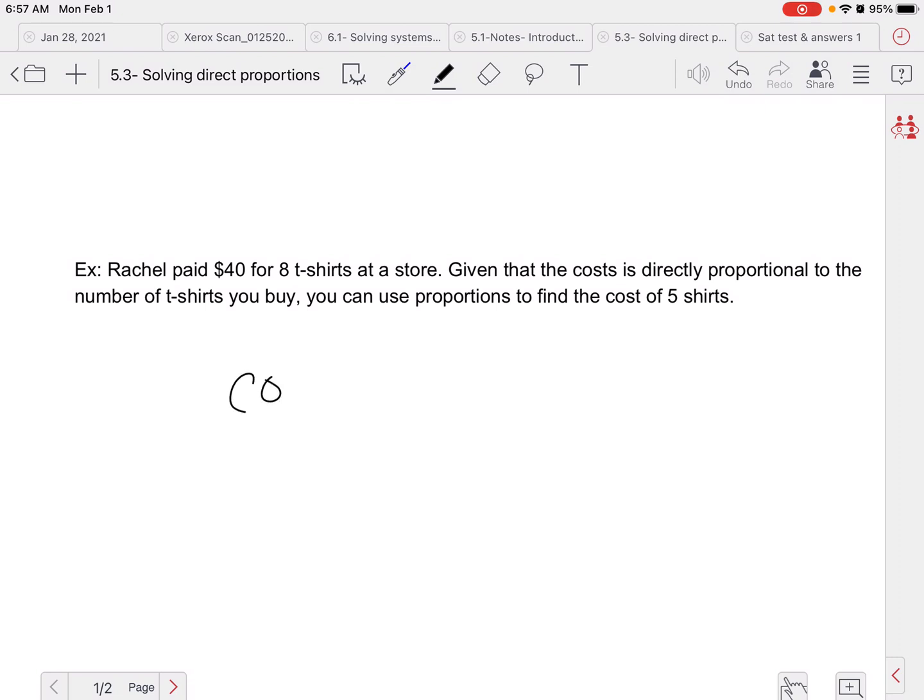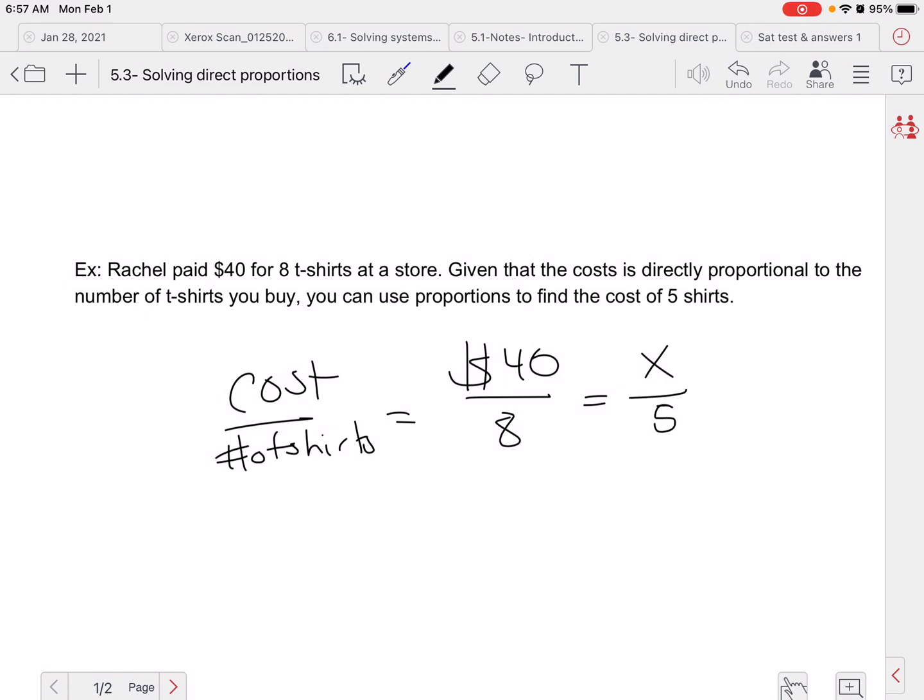So I know that the cost over the number of shirts, the original cost is $40 over 8 shirts, and I want to know what the cost is for 5 shirts. Notice I have the cost on top and the number of shirts on bottom together. The cost of 8 shirts is together and the cost of 5 shirts is together. Direct proportions work very well when we have 3 pieces of information, 3 numbers. So I'm going to multiply the diagonals.